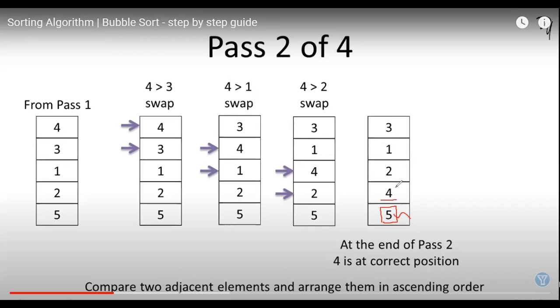So at the end of the second pass, the second largest element came to its correct position. What is the second largest element? 4. So at the end of pass 2, number 4 has reached its correct position. So we will see the third. At the end of pass 3, what will happen? The next largest element, that is 3, will come here, then 2 will go here, and so on.